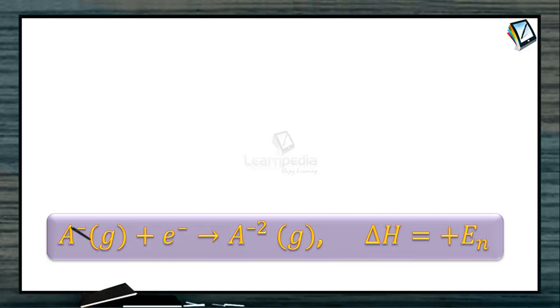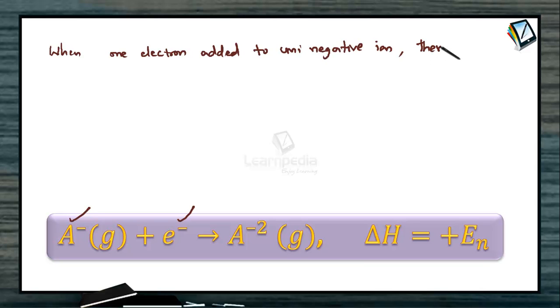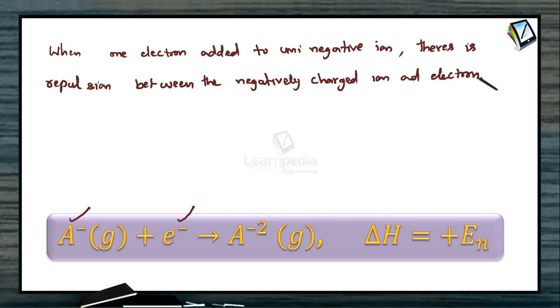Here the species has a negative charge and the electron also has a negative charge, so adding a negative charge to another negative charge causes some repulsion. It absorbs some energy. When one electron is added to a uni-negative ion, there is repulsion between the negatively charged ion and the electron, so in order to overcome those repulsions to form the bi-negative anion, the system absorbs some energy. So this process comes under an endothermic process. That means the second electron affinity is an endothermic process.